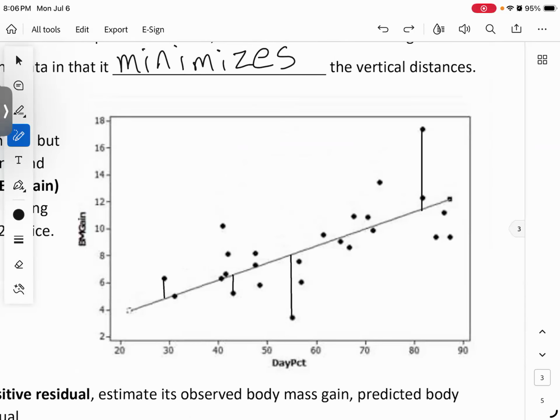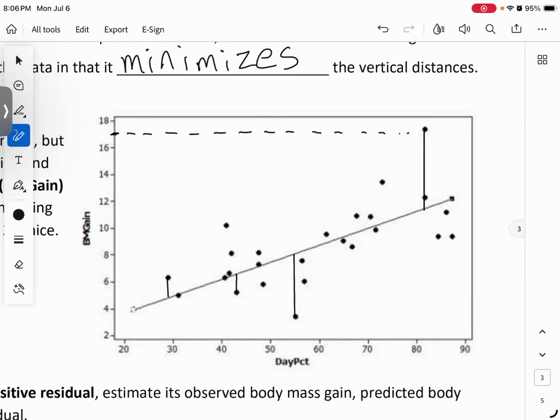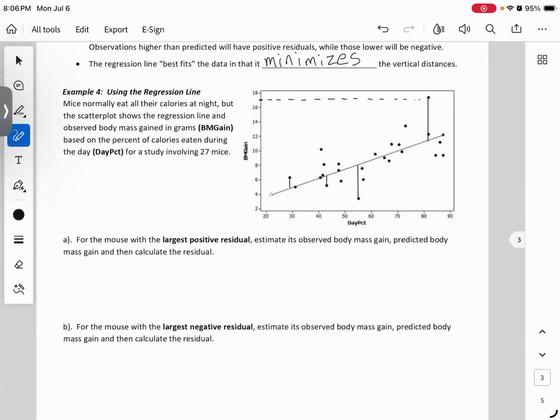Now, when I say that you're going to need two different y values, let's start with the one that's based off of the dot. So this mouse that ate 80% of its calories during the day, what was observed, I'm just going to put it right here at 17. That's how much weight it actually gained, right? 17 grams. Let's make a little note of that. The observed y was equal to 17.